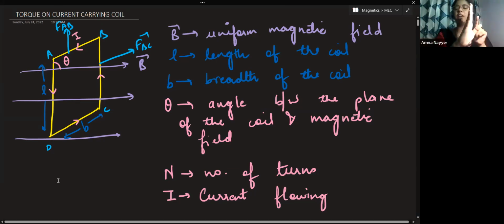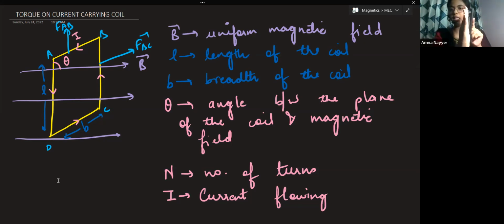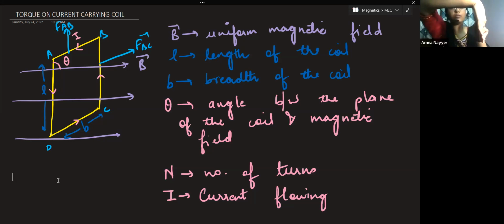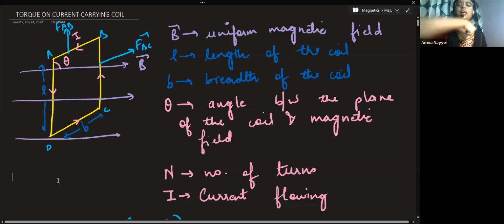Now, because this is the direction of flow of current, if I keep my fingers like this, then it's going upwards. So I have to keep it like this. I have to curl my fingers towards the magnetic field. The thumb is pointing outwards towards me. So the force here, FCD, went downwards, and the force FAD is coming outwards.